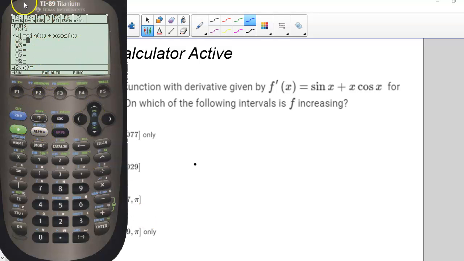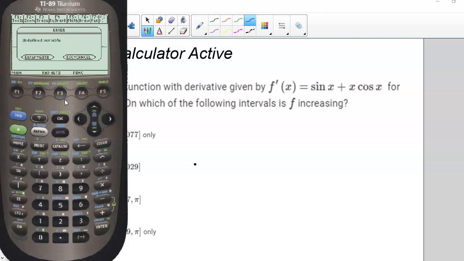So to get to the window on this calculator, you're going to do the green button and F2. And I'm just going to tell it from 0 to pi. And then I'm going to hit graph. Uh-oh. Why did it do that?